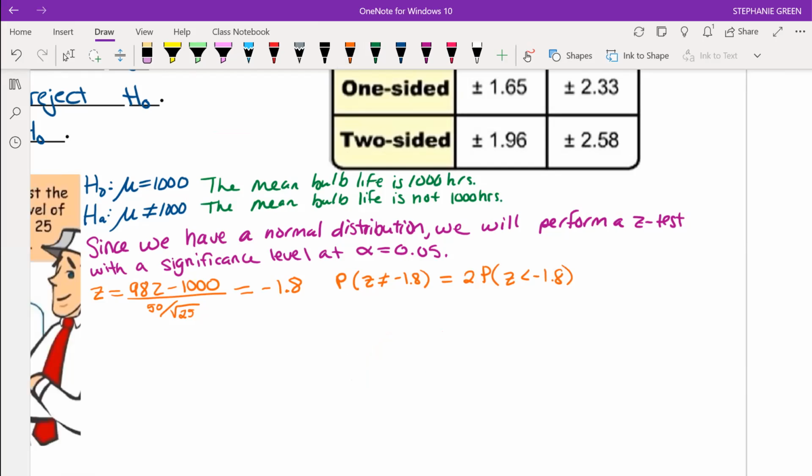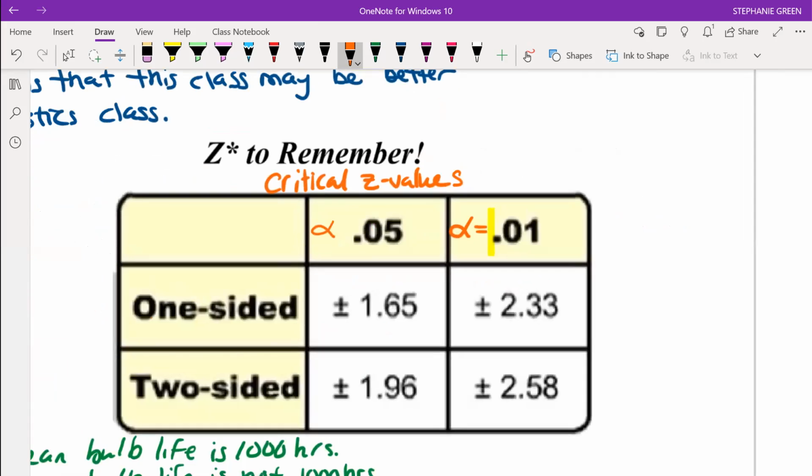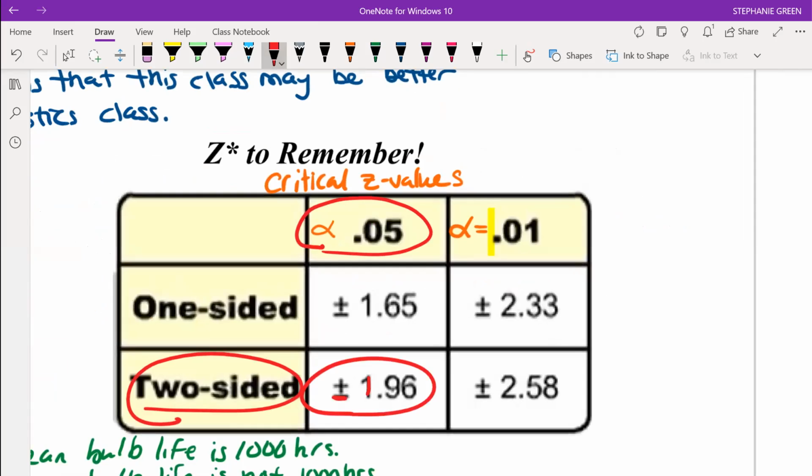I could use my standard normal table to find that value, or I could say, okay, I memorized these numbers. That's the only way you're going to have them, if you memorize them. If we're doing a 0.05 significance level for a two-sided test, and our z-score exceeds negative 1.96, then it is statistically significant. Well, is negative 1.8 further from 0 than negative 1.96? No, negative 1.8 is closer to 0. So this is not going to be statistically significant. We are not going to be able to reject this null.